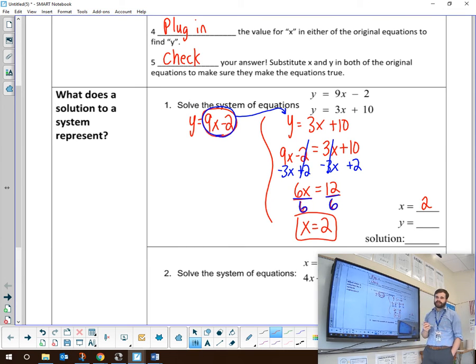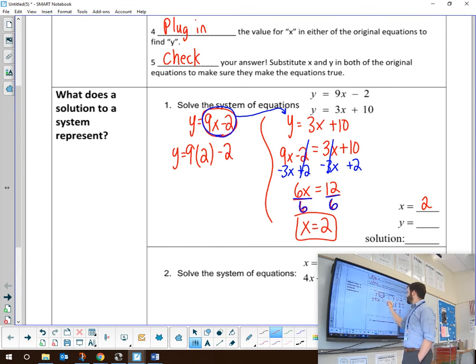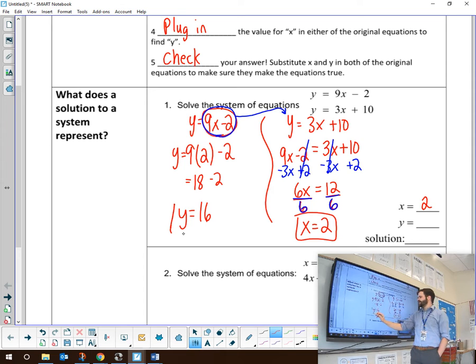Once I know what my x is, I can take that and plug it back into my equation over here. Instead of having my x there, I could instead plug in 2. So I could rewrite this equation as y equals 9 times 2 minus 2. Well, of course, 9 times 2 is 18. 18 minus 2 is 16. So my y for this case is going to be 16.